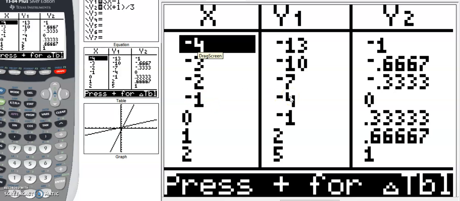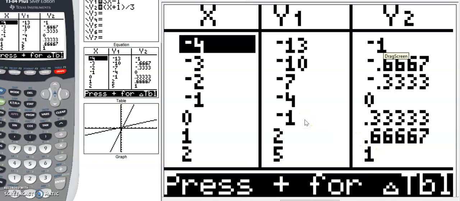That means on the inverse, I should have a y coordinate of -1 when I have an x coordinate of -4. And I do. On the original function, I have a coordinate of 0, -1. So then on the inverse, I should have a coordinate of -1, 0. And I do. On the function, I have a coordinate of 1, 2. So then on the inverse, I should have a coordinate of 2, 1. See how that works? So that's how we can use a table.